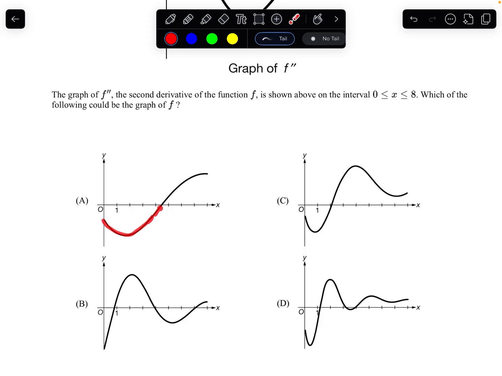And then you can see here, this shape of the curve is concave down because it has a parabola facing downward kind of shape. This tells me that slope is decreasing, so f double prime is negative.